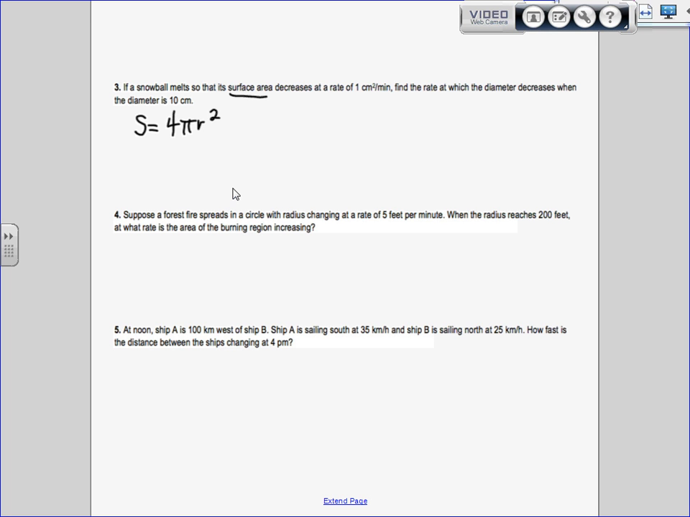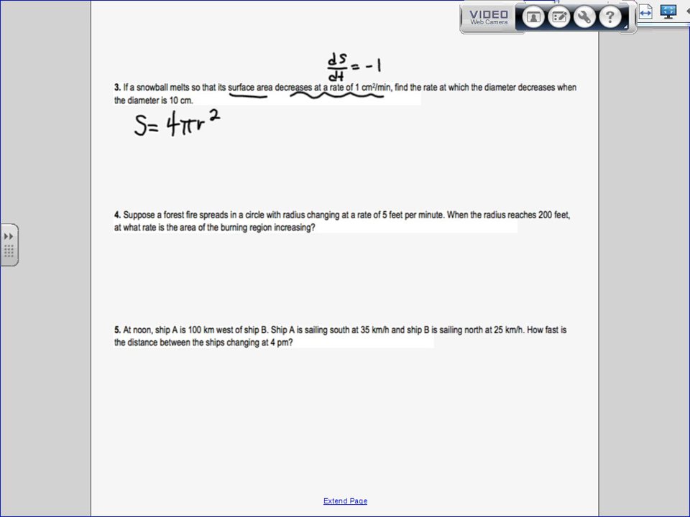All right, anyway, so we have surface area equals 4 pi r squared. And it's decreasing at a rate of 1 square centimeter per minute. So that's the dS over dt is decreasing. So I'm going to do negative 1 centimeter squared per minute. Okay, so I know that. Find the rate at which the diameter decreases. Now notice it's asking for diameter, and my equation doesn't even involve diameter.